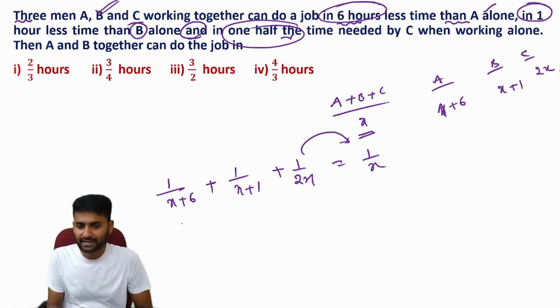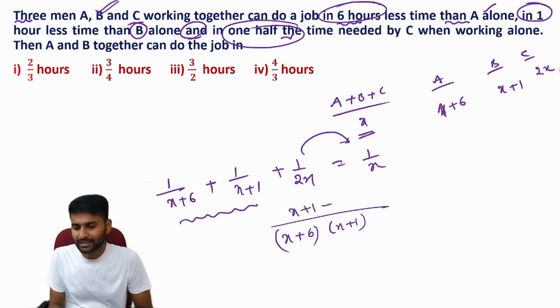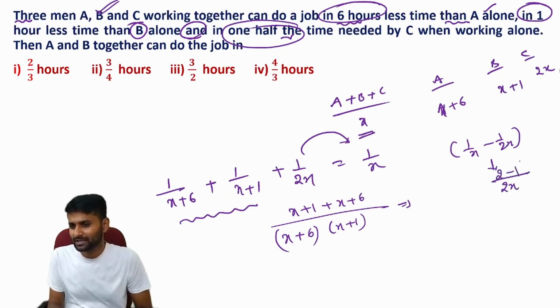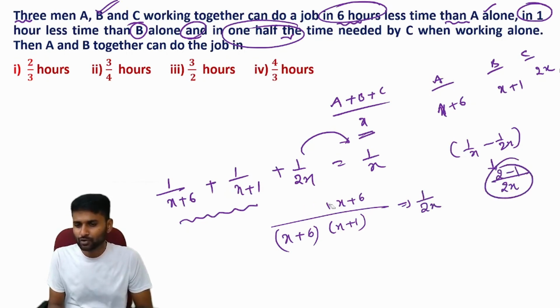So let's go through the direct calculation here. LCM here, x plus 6 into x plus 1, and the numerator you will get exactly equal to x plus 1, x plus 6. The other value, see, 1 by x minus 1 by 2x. If you go through the further calculation, you will get 2x here. So 2 minus 1, again you will get 1 by 2x. Again, if you go through the numerator, once again you will get 2x plus 7. Cross multiply them.